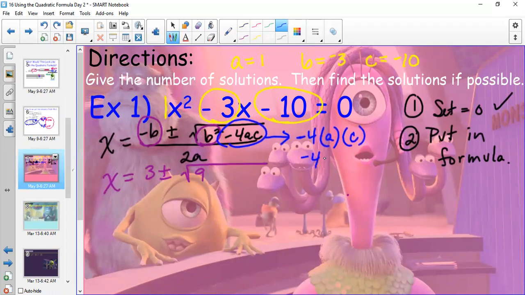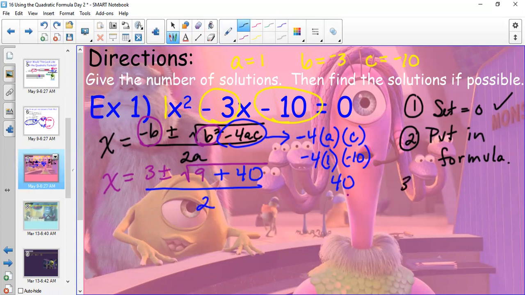So let's do negative 4, our a was 1, our c was negative 10, and if I multiply all that together, a negative times a negative gives us a positive 40. So when you go to put that underneath the radical, we're not going to put minus 40 because it turned to a positive. And then all over 2a, a was 1, so 2 times 1, which is 2.